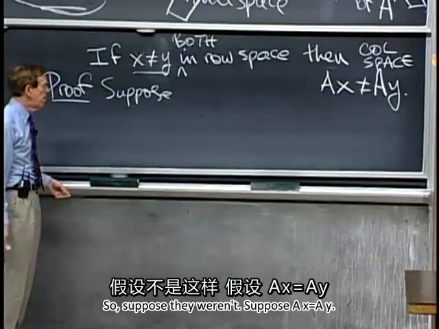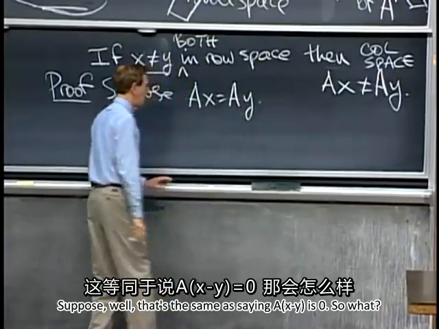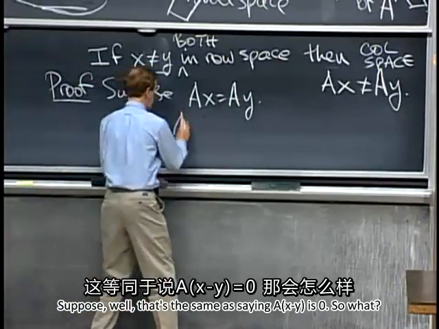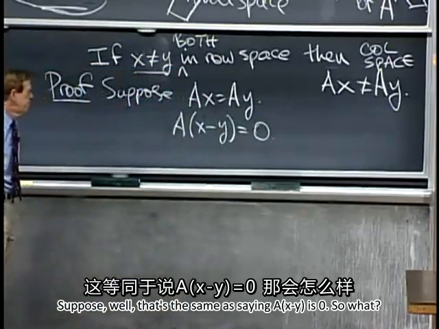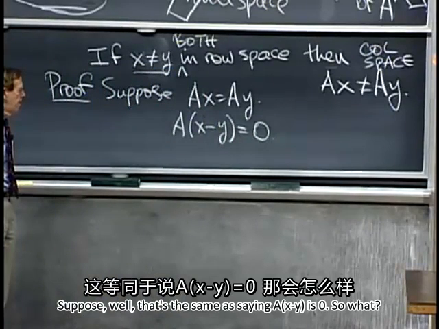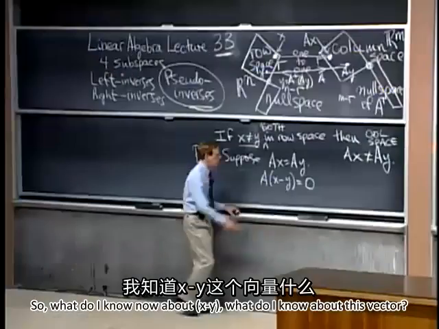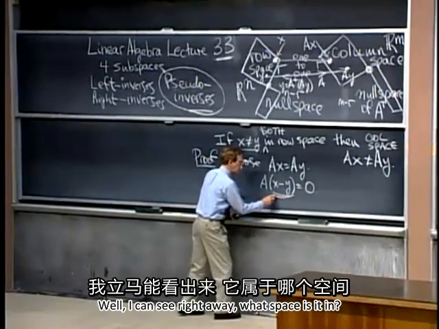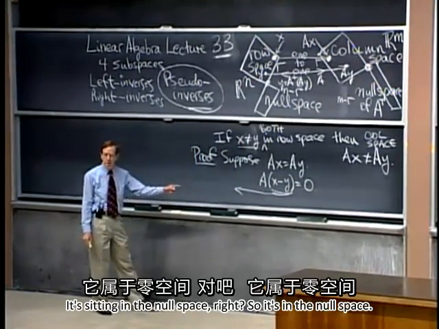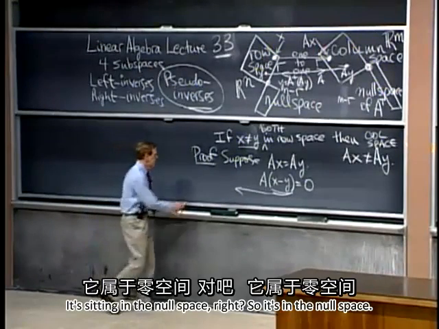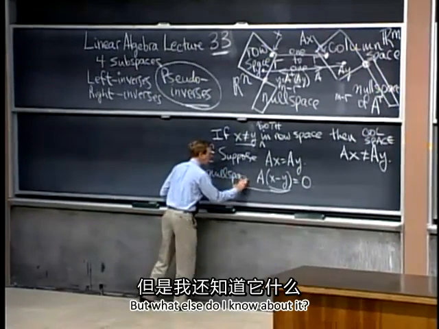So suppose they weren't. Suppose Ax equals Ay. Well, that's the same as saying A(x minus y) is 0. So what? So what do I know now about x minus y? What do I know about this vector? Well, I can see right away. What space is it in? It's sitting in the null space, right? So it's in the null space. But what else do I know about it?